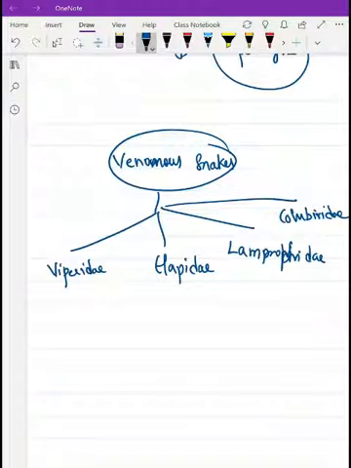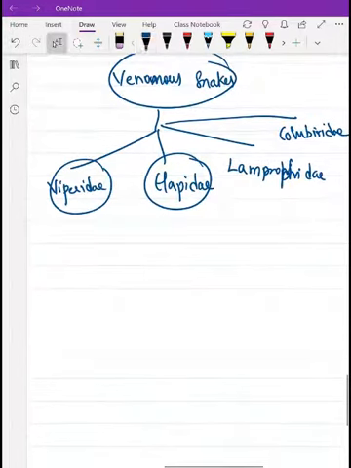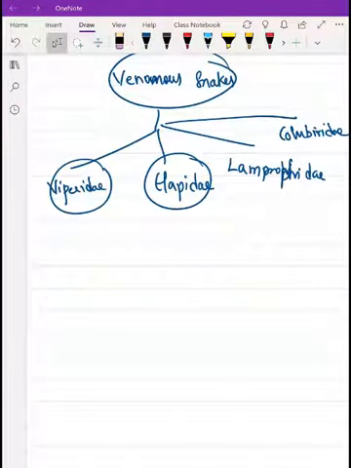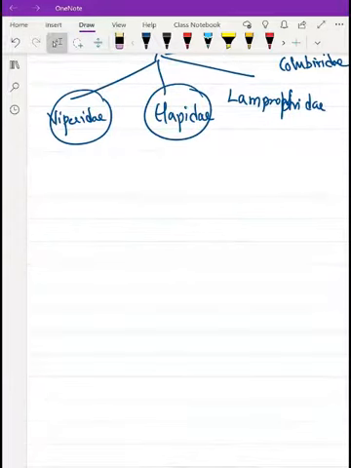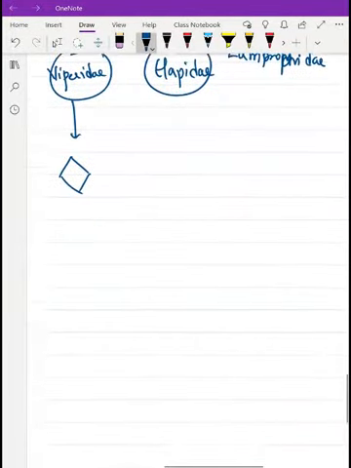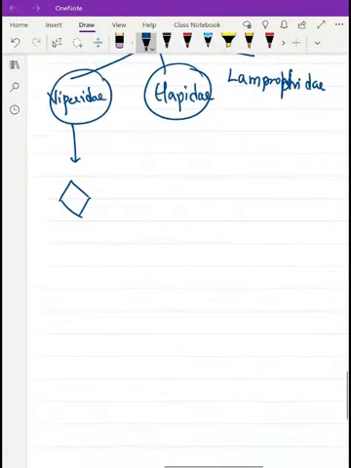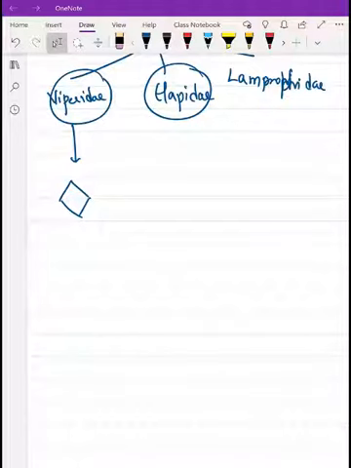Now I confine my topic mainly to Elapidae and Viperidae because in India we majorly see five types of snakes. They are cobras, kraits, Russell's viper, pit viper, and saw-scaled viper. Vipers have a diamond face. Pit vipers have pits in their skull, which helps to detect danger.